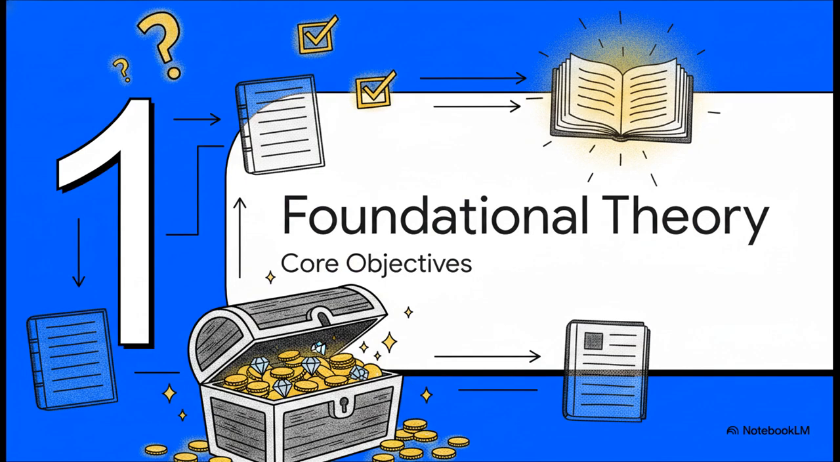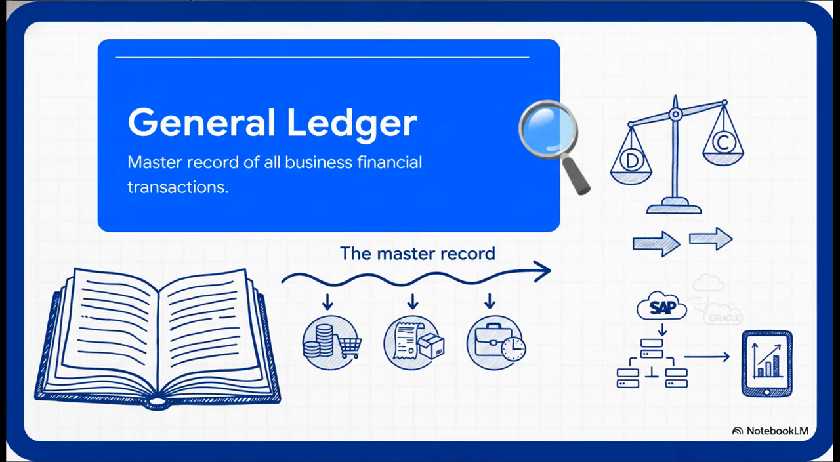Starting right out of the gate with Section 1, Foundational Theory and Core Objectives. Consider this your absolute goldmine for the multiple-choice section of the test. Okay, let's dive into this definition, because this is highly testable material. When you see the words general ledger, I want you to immediately think the master record. It's literally the main diary of a business. Every single time money moves, whether it's a sale, a purchase, paying your team, it's recorded right here.